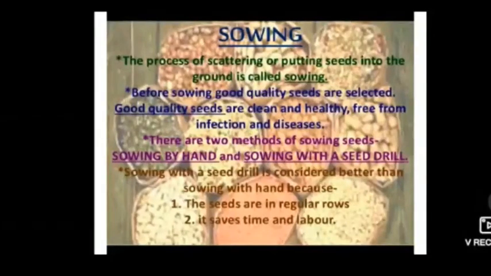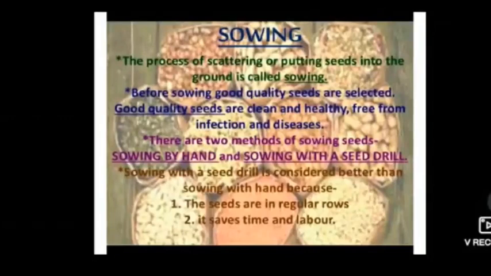Basically, there are two methods of sowing seeds. Number one is sowing by hand. Number two is sowing with a seed drill. Sowing with the seed drill is considered better than sowing with the hands because the seeds are in regular rows and it saves time and labor. So note down these points.